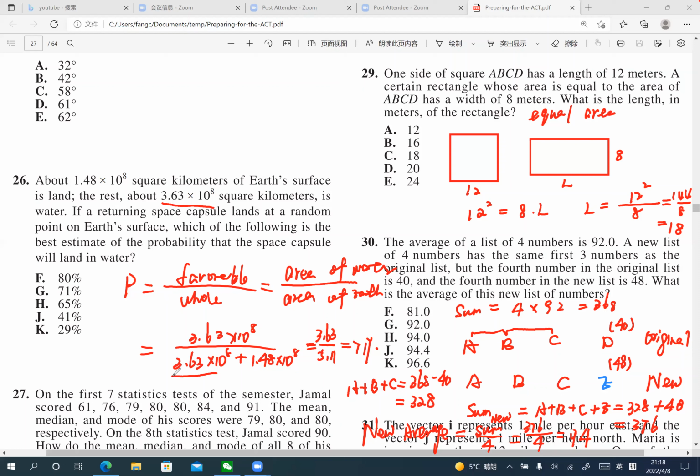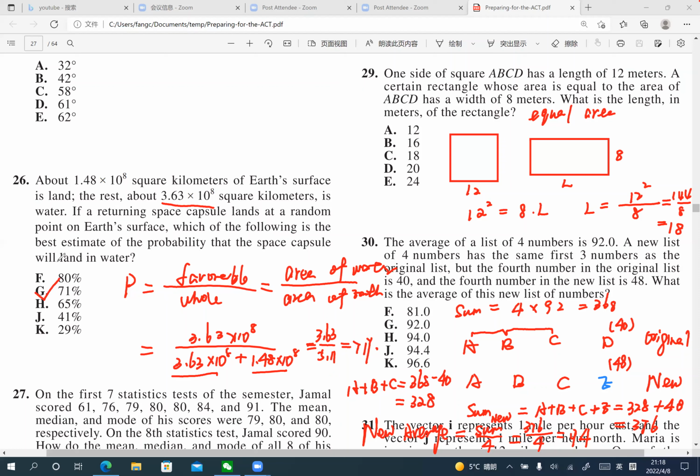This one is the area of water. This one is the area of land. So after we divide out the common factor, which is 10 to the power of 8, we get 3.63 divided by 5.11, which is about 71%. We should choose option G.